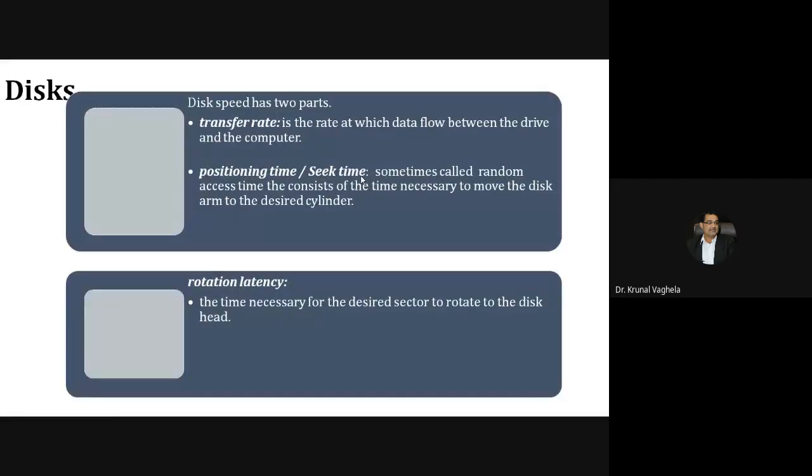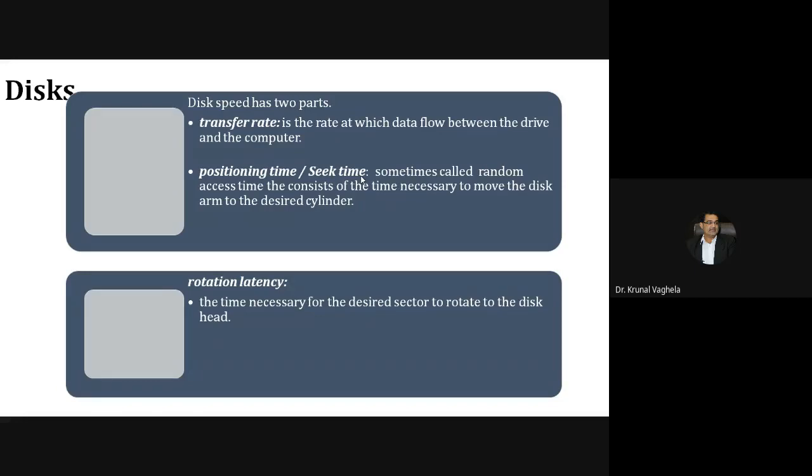Now let's talk about the speed of the disk, right? Disk speed has two parts. One is transfer rate. What is transfer rate? This is the rate at which data flows between the drive and the computer, for example the main memory. So transfer rate is nothing but the actual time taken to transfer the data from the hard disk to the memory or from the memory to the hard disk.